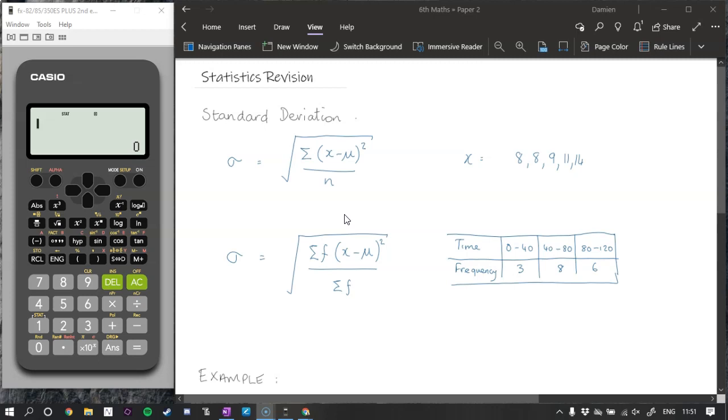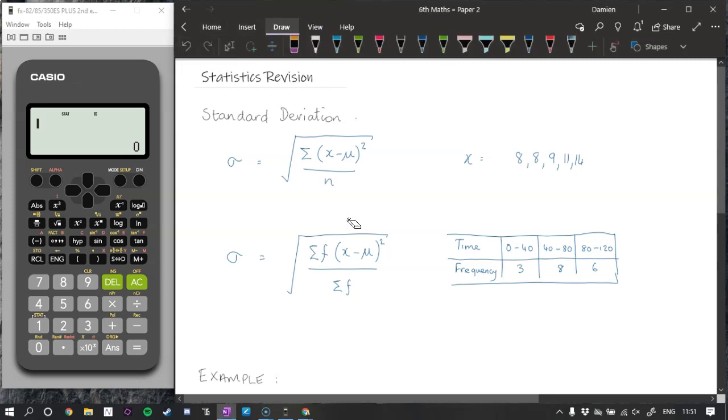So if we have a look at standard deviation here, you have two formulas for standard deviation. The first one is the more common one, which is the top one, as you can see here. This one is when you are dealing with a list of numbers. And when you have a list of numbers, you're going to work out all the different parts in here.